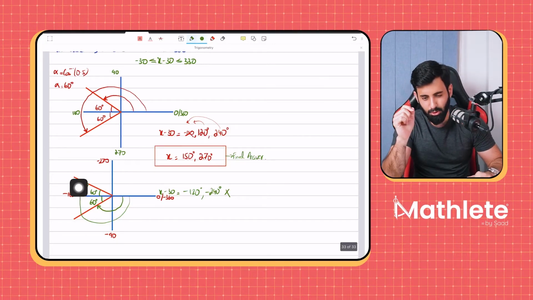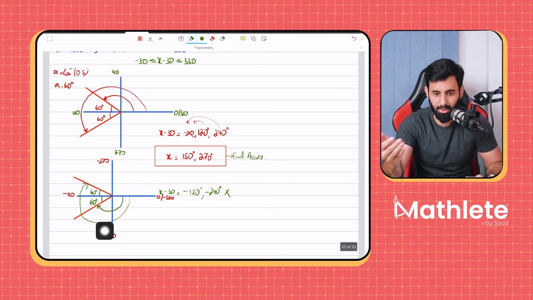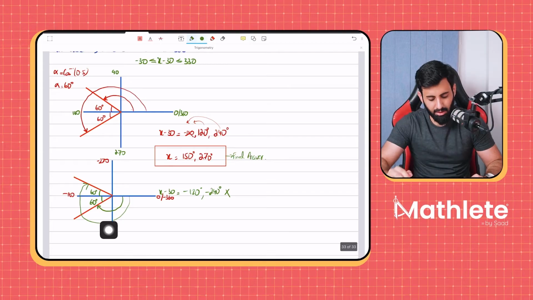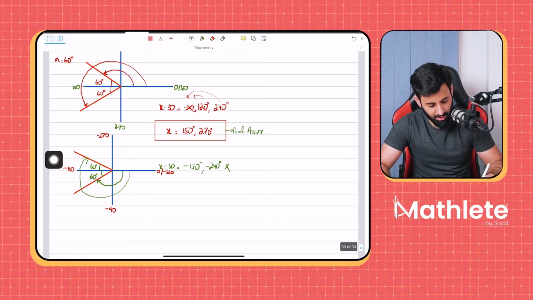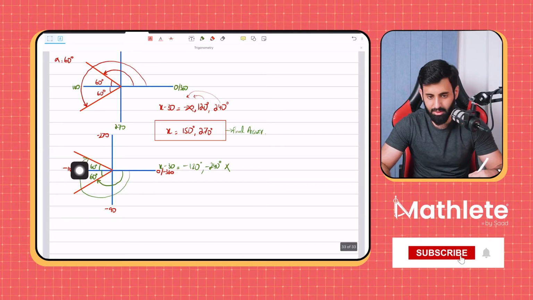Another way to do it is to make a separate quadrant for the negative range from 0 to minus 360. So this, what you see here, is an alternate way.